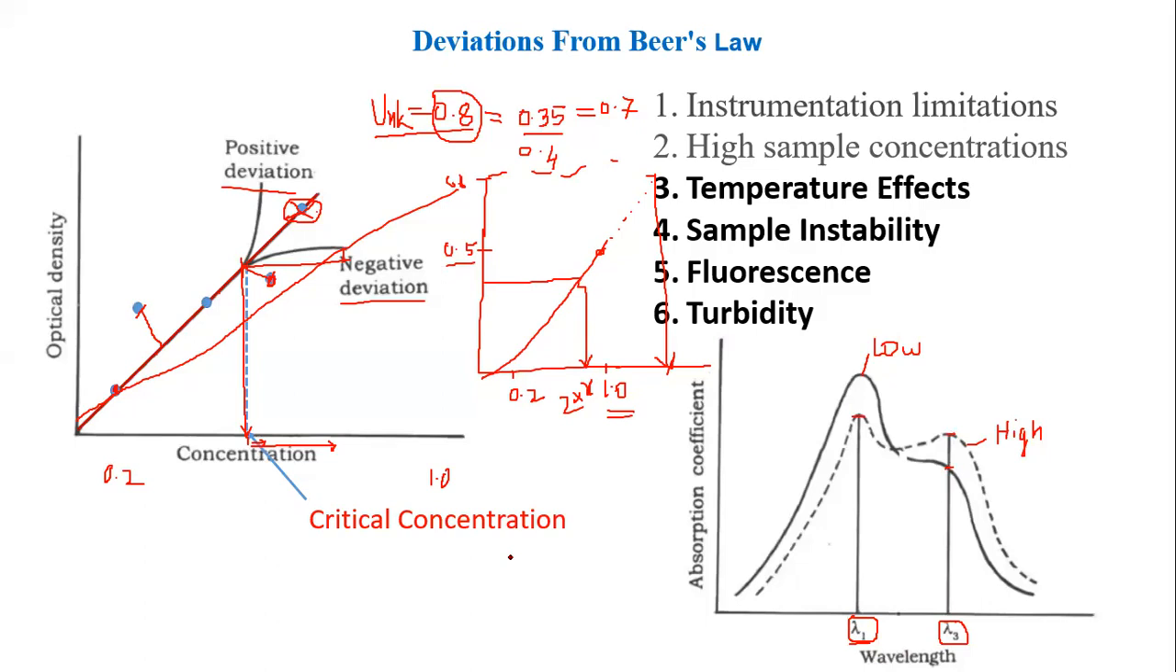Now, the question is this. High concentration means beyond critical concentration, and low concentration means below critical concentration. Now the question is, if I got such a sample, and if I want to find out the concentration of my unknown solution, which wavelength should I use? Lambda 1 or lambda 3? Is the question clear?